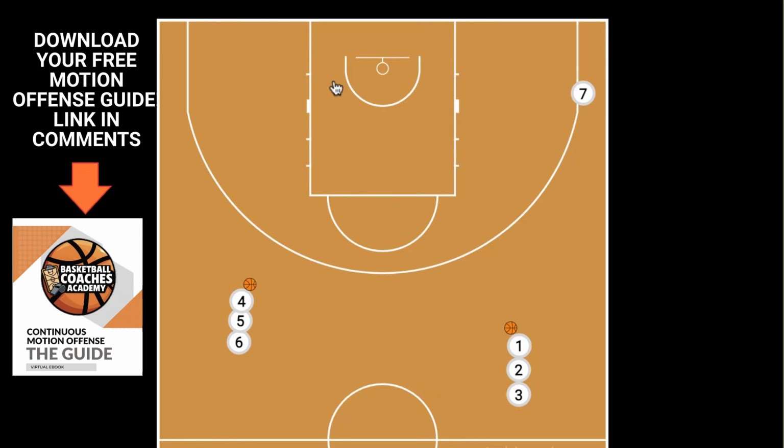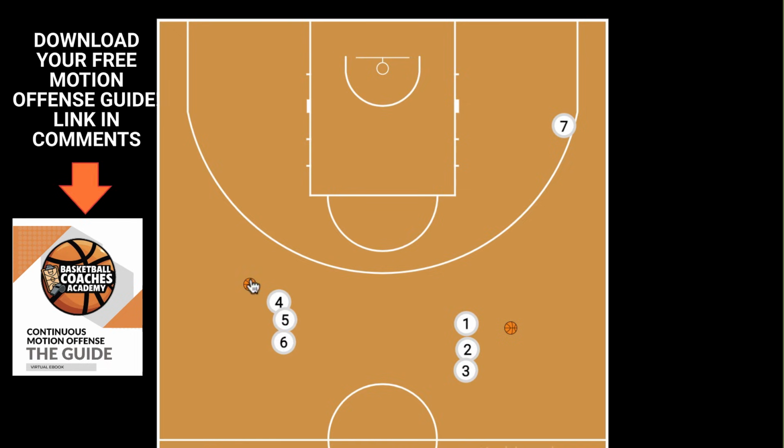Okay, so we want to work on passing and cutting, but we also want to work on paint touches. Okay, so we can have this person outside the 3-point line if we're dealing with an older team. If we're dealing with a younger team, you might want to move them in a little bit. Maybe these lines can also move over here a little bit more if we have them too wide to start. Okay, so we're going to start with number 1 who has the basketball.